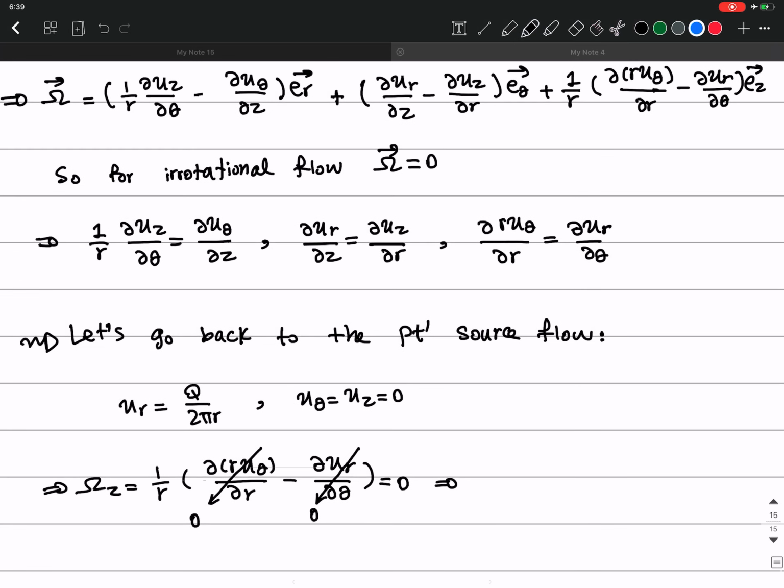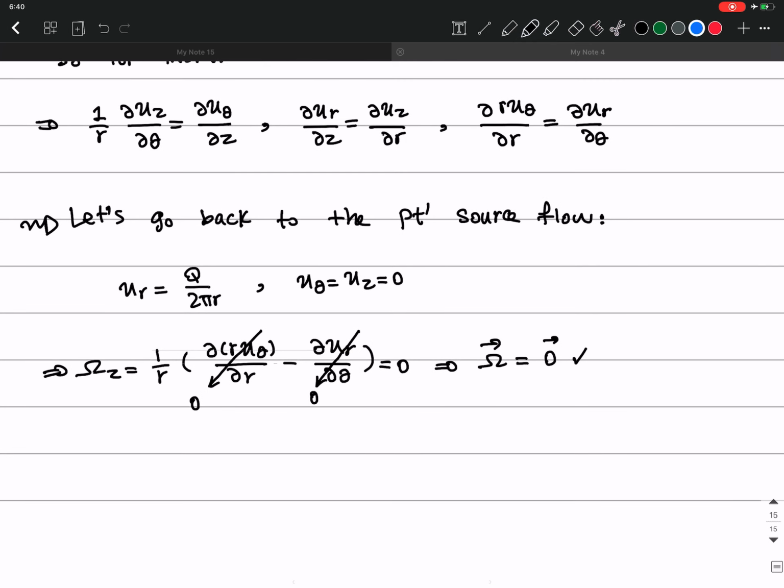And so our vorticity vector is going to be 0, and this is an irrotational flow based on what we define and what we found from the curl of velocity in the cylindrical coordinate. So it is irrotational.